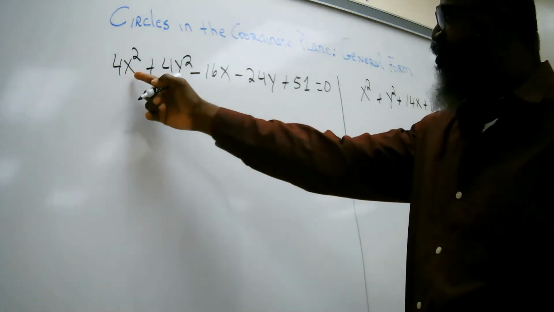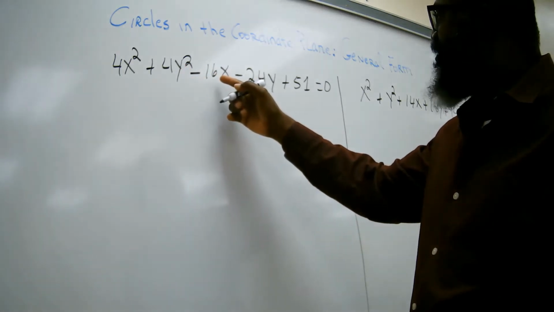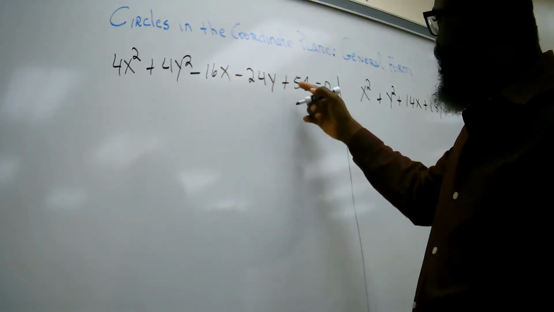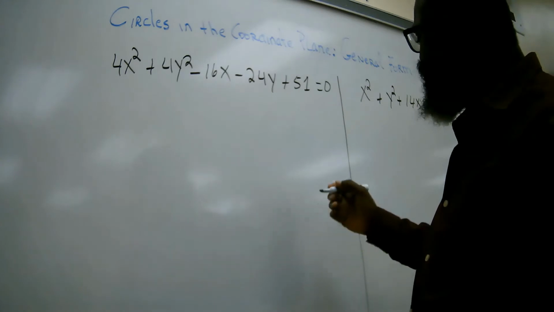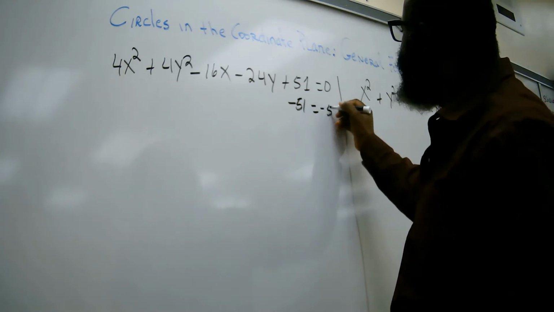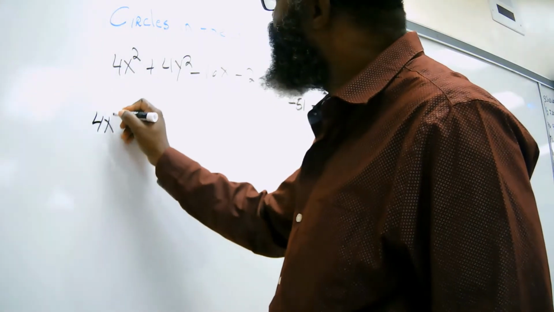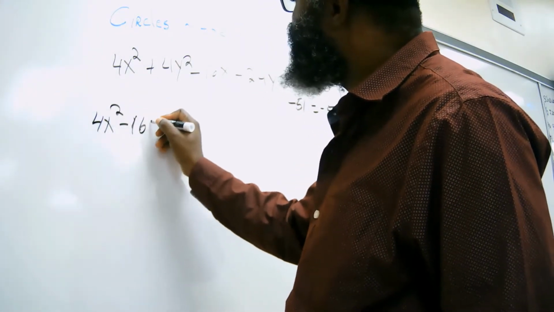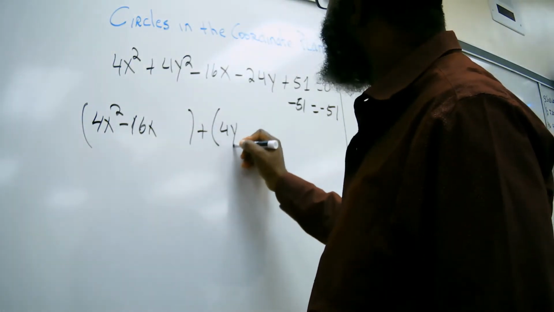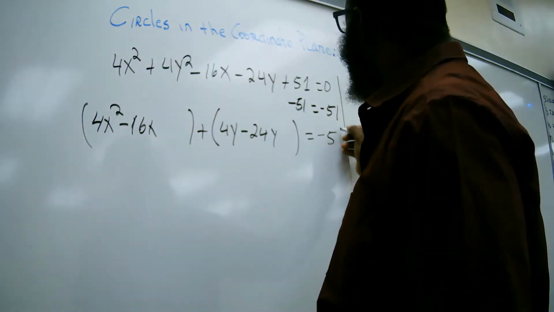Remember, this is your Ax squared plus Cy squared minus Dx, Ey, plus F is equal to 0. Your goal is to isolate the F, subtract 51 from each side, and that's what we are going to do. Then after that, we do family grouping. In your family grouping, you will have 4x squared minus 16x plus 4y squared minus 24y, and this will be equal to negative 51.